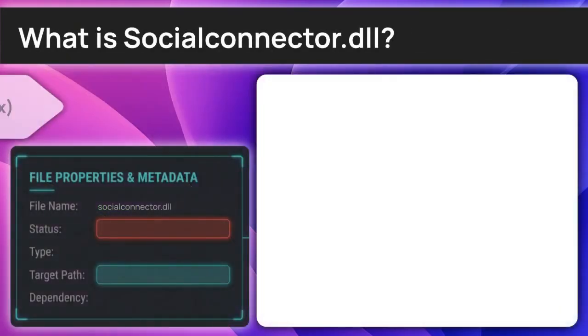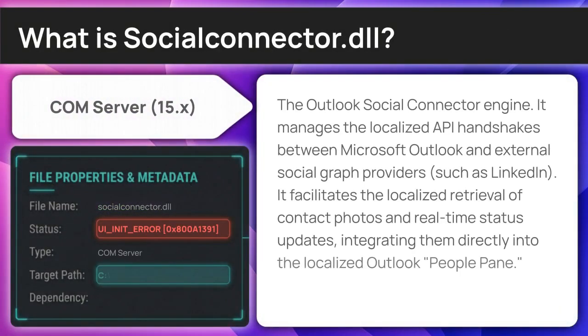This is the Socialconnector Library, the Outlook Social Connector engine. It manages the localized API handshakes between Microsoft Outlook and external social graph providers, such as LinkedIn. It facilitates the localized retrieval of contact photos and real-time status updates, integrating them directly into the localized Outlook people pane. With that context in mind, our first logical step is a clean reinstallation.